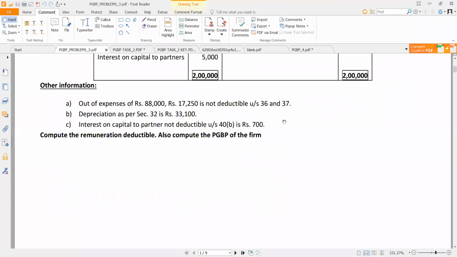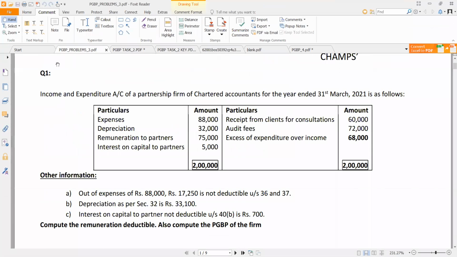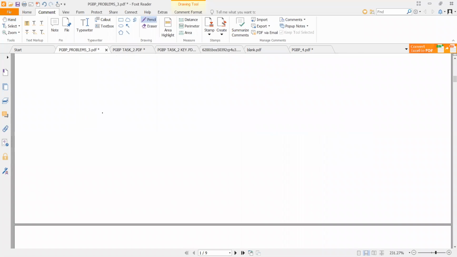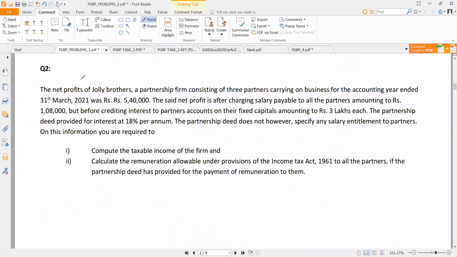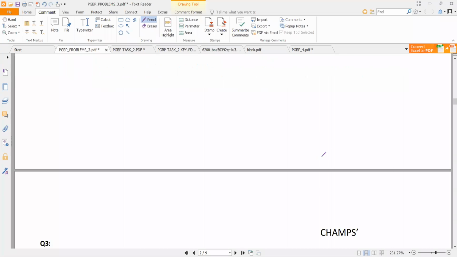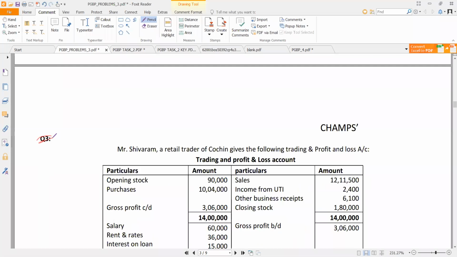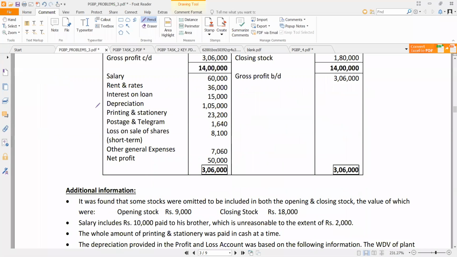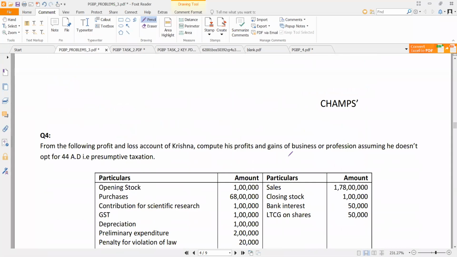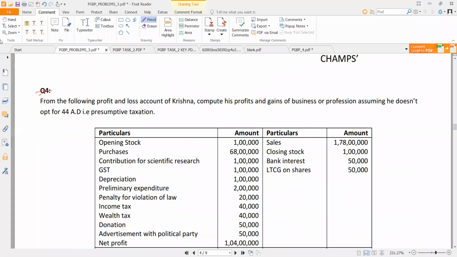Now, going back to what we did in the earlier session, in this third series of problems, question number one, I think we have done already. Two also, I think we did in the earlier session. Three also we have done. But four, I asked you to do. Tell me the answer now, please. Question number four, I asked you to do.